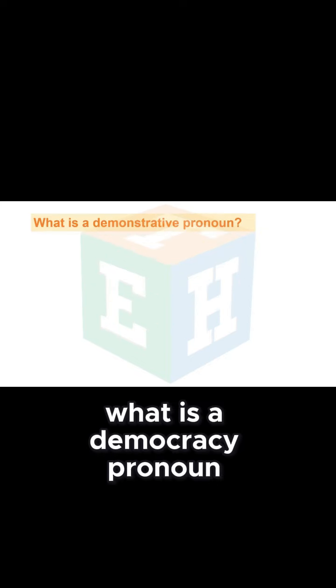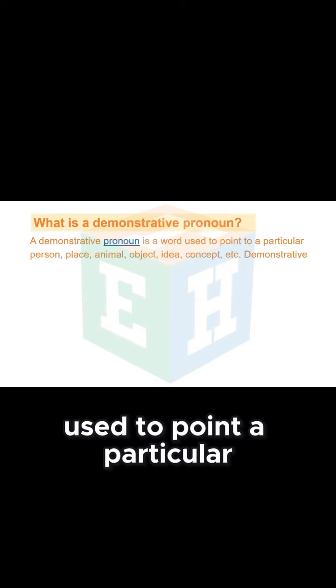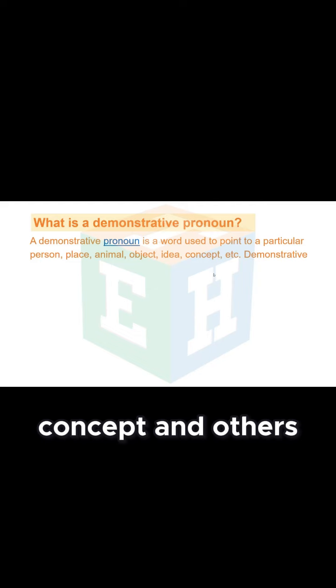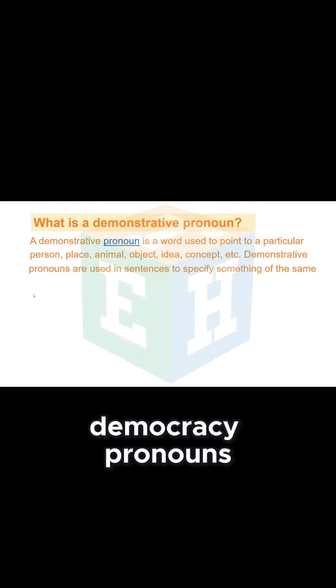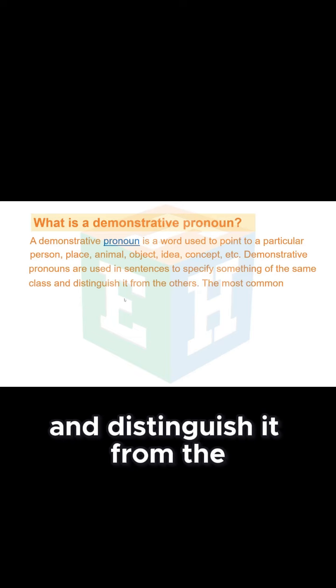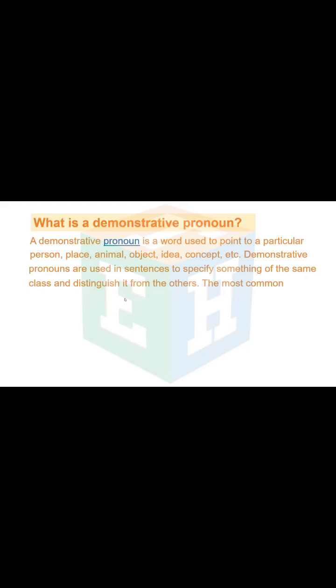What is a demonstrative pronoun? A demonstrative pronoun is a word used to point to a particular person, place, animal, object, idea, concept, and others. Demonstrative pronouns are used in sentences to specify something of the same class and distinguish it from the others.